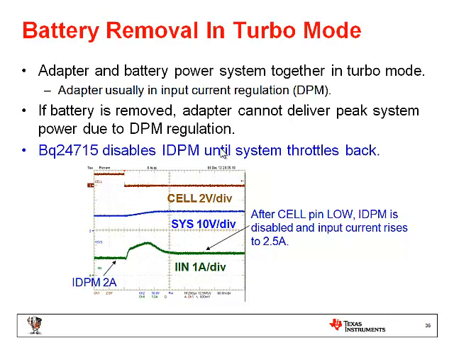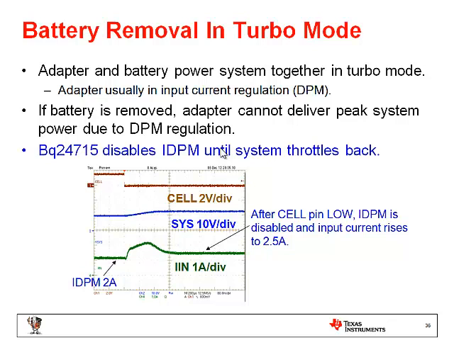So here, what we do is when the battery is removed, we immediately disable the input current regulation. This allows the system to draw as much power as it needs from the adapter. Of course, if the adapter doesn't have a very long OCP delay time, it will crash. But this is unavoidable anyway.